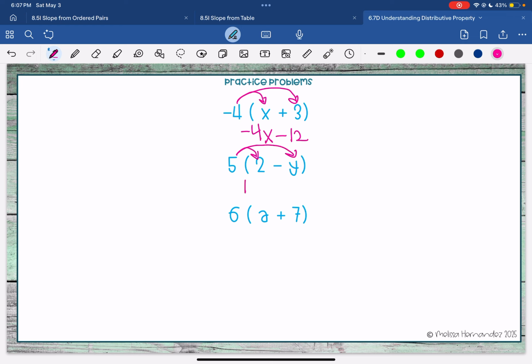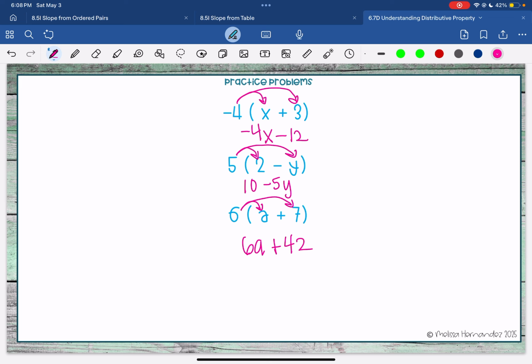5 groups of 2 is 10. Then 5 times negative y is negative 5y. And then we're going to do 6 groups of a and then 6 groups of 7. So it's 6a plus 42. And so let's kind of recap. I got negative 4x because it's negative 4 times 1x. And then negative 4 times 3 gives me a negative 12. You can leave it minus 12 or plus negative 12. It's an equivalent expression. And then the 10 came from 5 times 2. And the negative 5y came from 5 times negative 1y. So hopefully that's helpful. And then 6 times a gave me 6a. 42 came from 6 times 7.